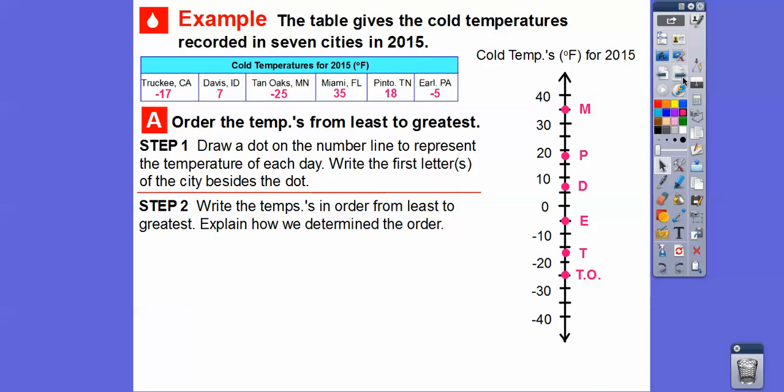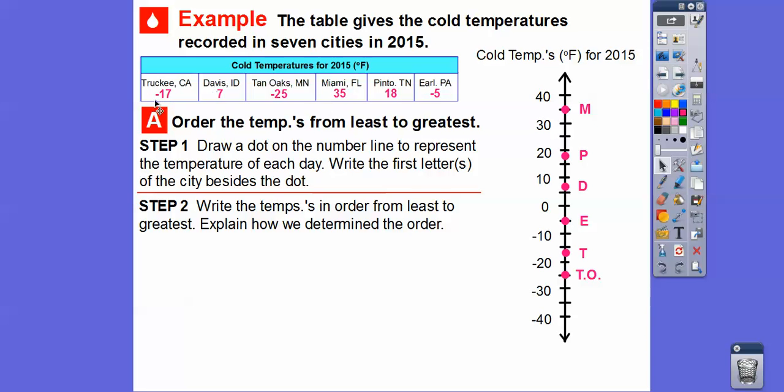All right, so now we'll write the temperatures in order from least to greatest and explain how we determine the order. So least to greatest means we start at the bottom of this and we just start going up. So this is the smallest number. Negatives kind of work backwards. So this is negative 25 degrees Fahrenheit. So we'll write that number first, and then we'll write this for Truckee, which is negative 17. Earle is at negative 5.